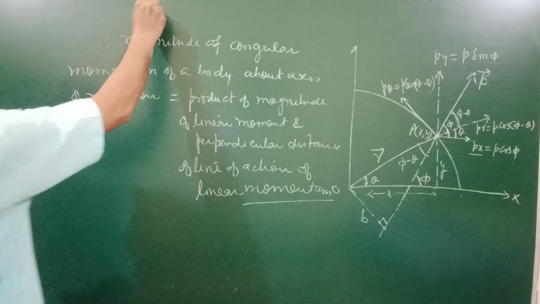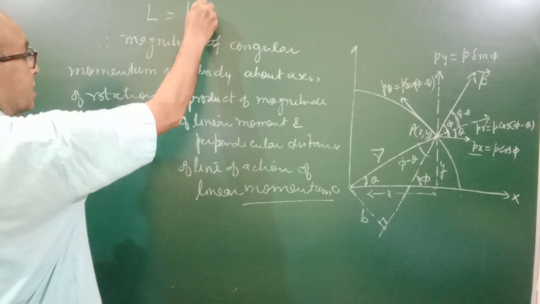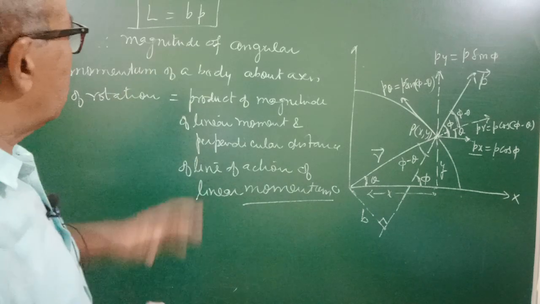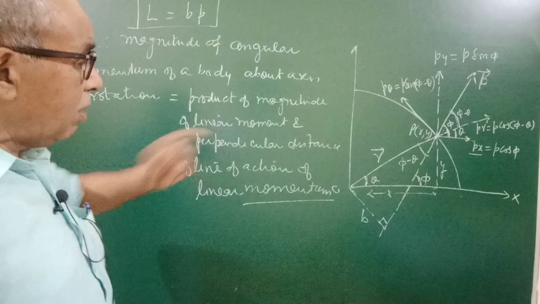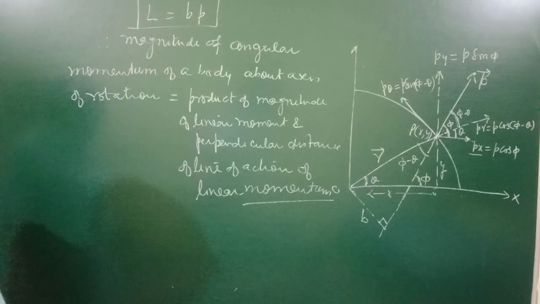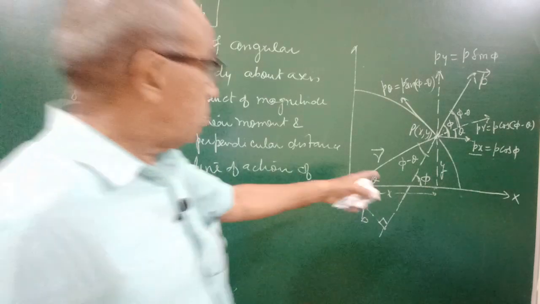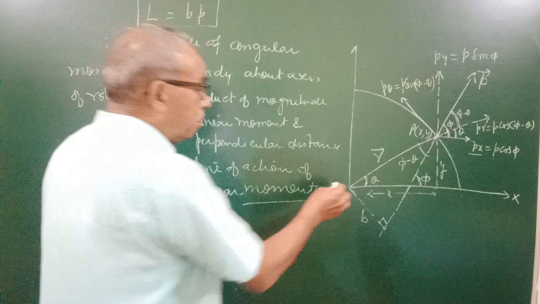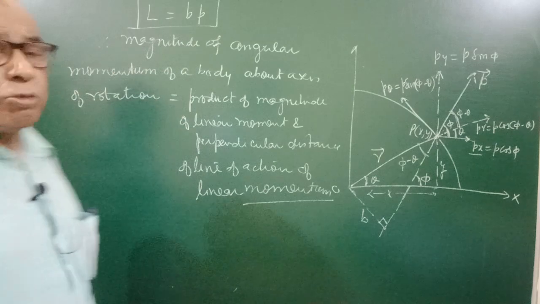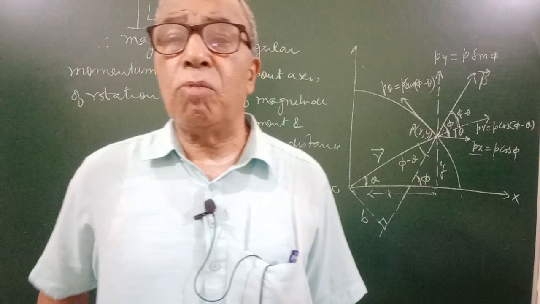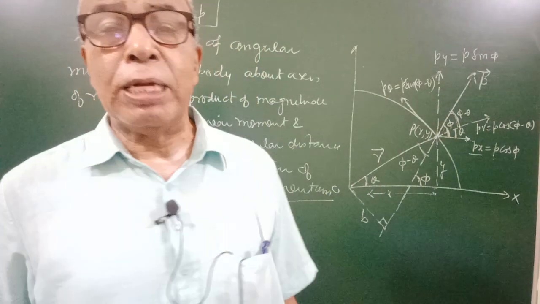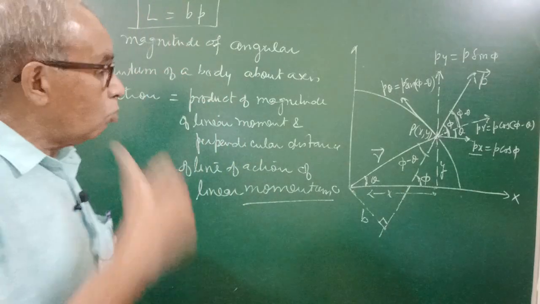Here I told you now, L equal to b into p. So it does not depend only on p, it depends on b, and b depends on the line of action. This b becomes 0 when the direction of p is along the radius. And if b is 0, angular momentum is 0. It means if the line of action of linear momentum passes through the axis of rotation or point of rotation, then the angular momentum of the moving body is 0.